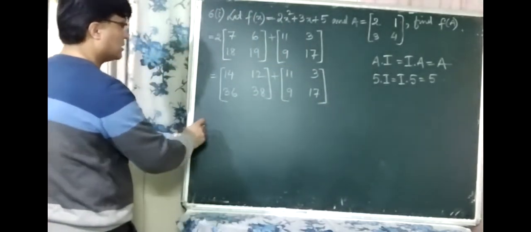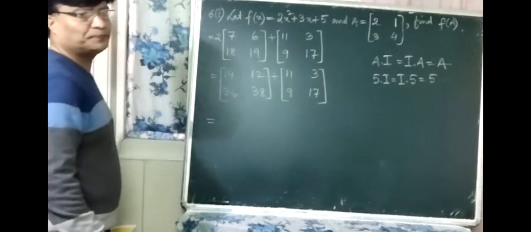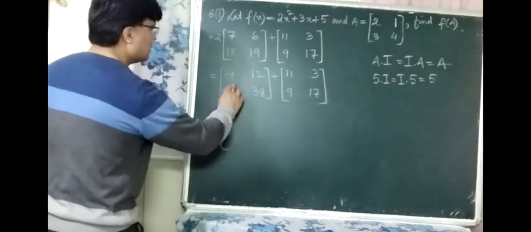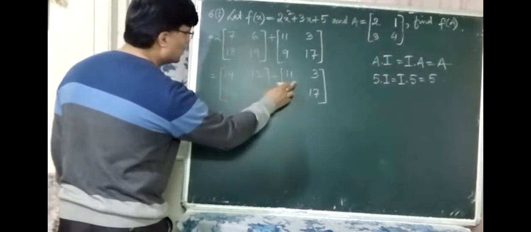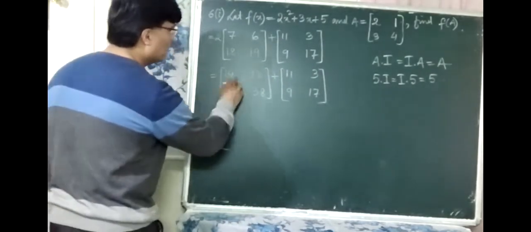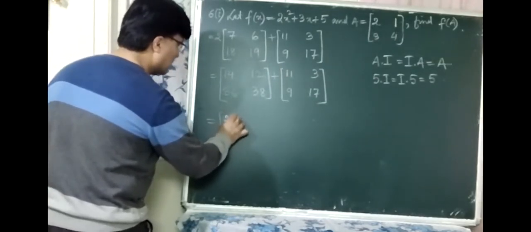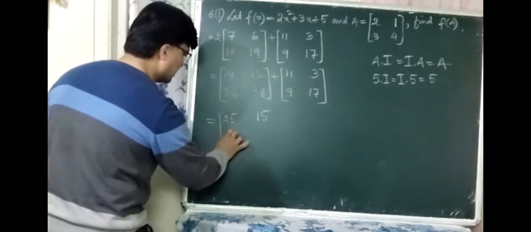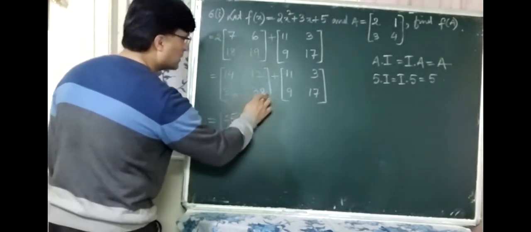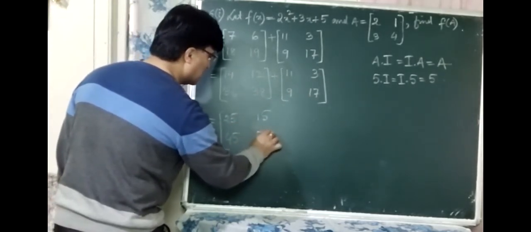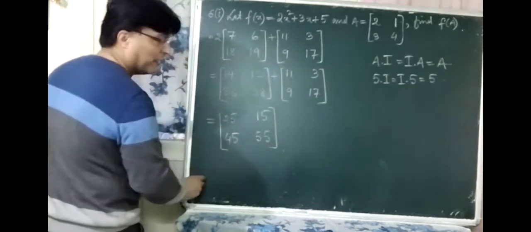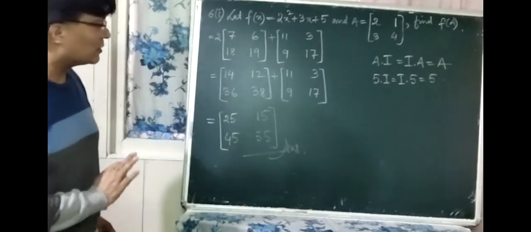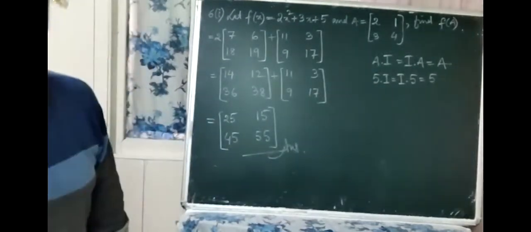Now next, which is equal to, now add these two matrices, corresponding elements can be added. 14 plus 11, that is 25, 12 plus 3, that is 15, 36 plus 9, 45, 38 plus 17, that means it is your 55. So this is the final answer. So I think you have understood it. So I'm going to the next question now.